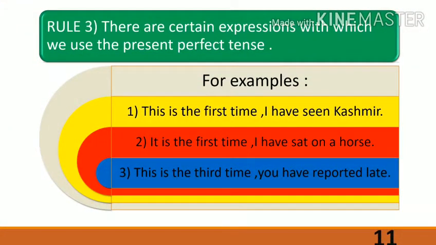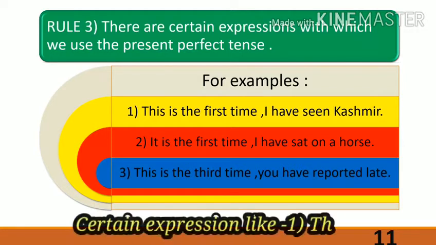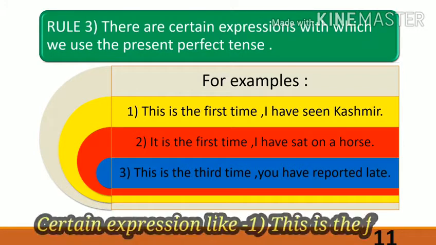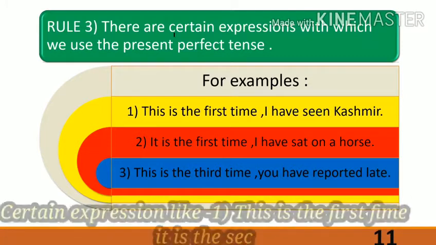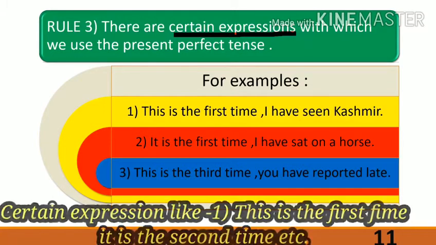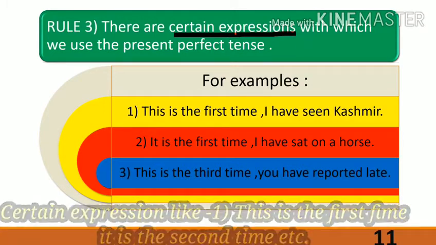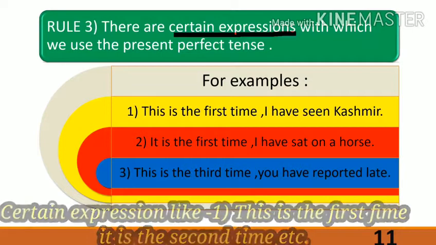Now, students, let us discuss the third rule. As far as this third rule is concerned, it is a little bit different from the others. There are certain expressions in English with which we make use of the present perfect tense. That means there are some certain expressions in the English language. Always we can make use of the present perfect with such expressions.